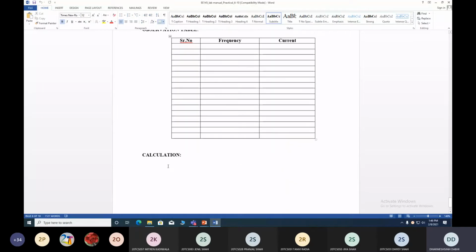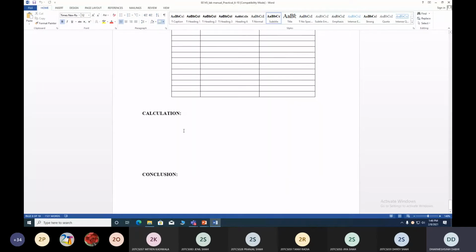Clear? Then in the calculation, this is a theoretical calculation of resonant frequency. At the starting of the video, I calculated the resonant frequency F0 is equal to 1/2 pi under root LC. So that calculation write down here in the calculation, which gives 7.3 kilohertz. Then just write down the conclusion. Now clear, all of you? Yes, sir.